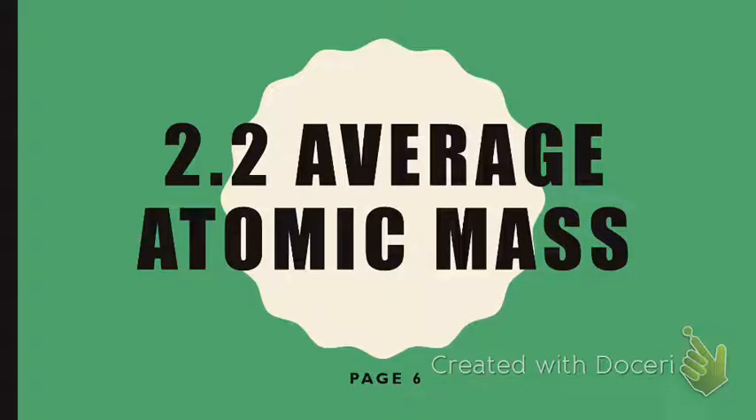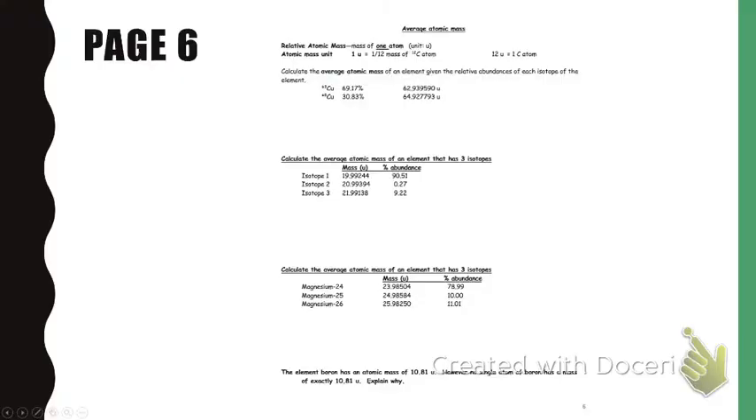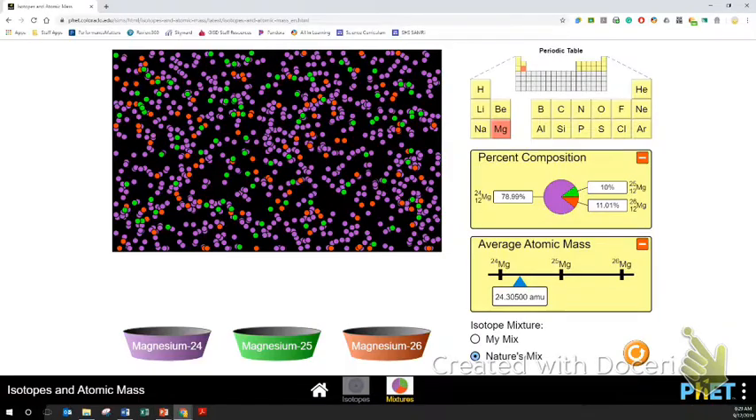Okay, in this podcast, we're going to learn how to calculate average atomic mass on page 6 of our packet. And we are going to fill out all of it. Actually, I'm going to ask you to do one of those questions yourself, but all the way from the top to bottom should be filled out in order to get your stamp. And actually, before we start on the packet itself, I wanted to show you something.